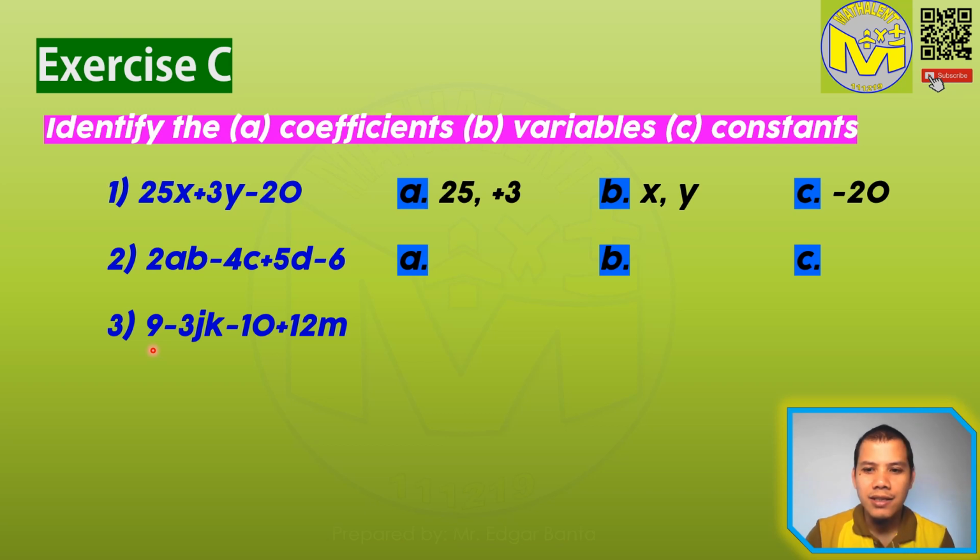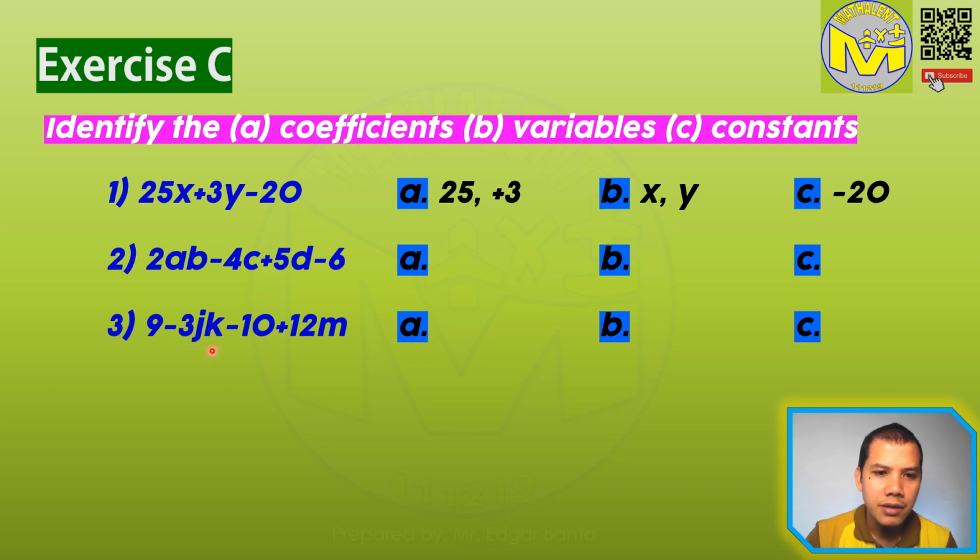A constant. So, write it in letter C. 9 is a constant, so write it here. How about minus 3? What is minus 3? Minus 3 is a coefficient, so write it down here in letter A.